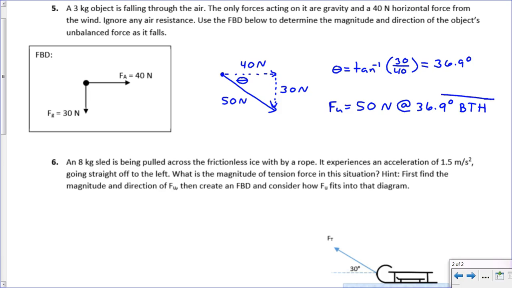Which again is why it's important that I drew it the way that I did, because if you had done it the other way, you would have got the angle that was the complement to 36.9 degrees, and it would be off of the vertical, which is not as helpful. So I think drawing it this way is the best strategy.